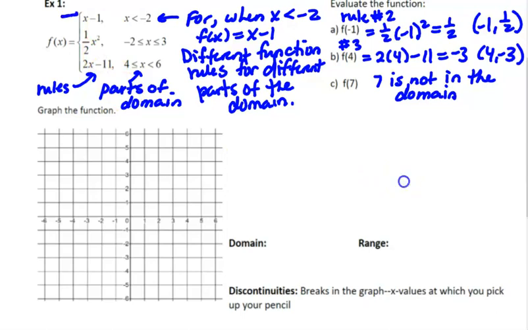So we're going to call the first line number 1 here, and the second line, which I'll do in red, that'll be number 2, and the third line, which I'm going to do in black, is number 3. So I'm going to make a table of values for each one of those. So for number 1, where f of x equals x minus 1, I'm going to make a table of values that includes -2 and below.